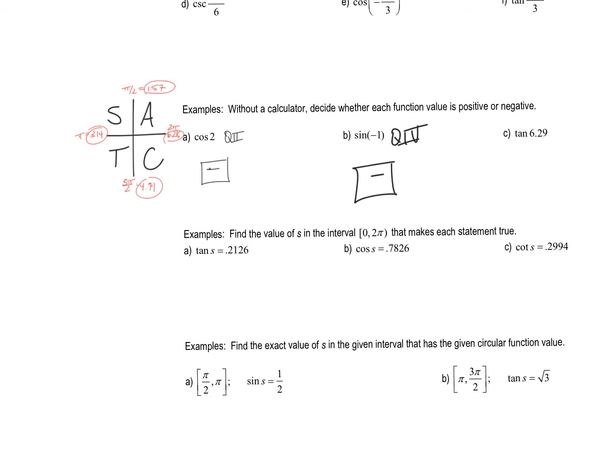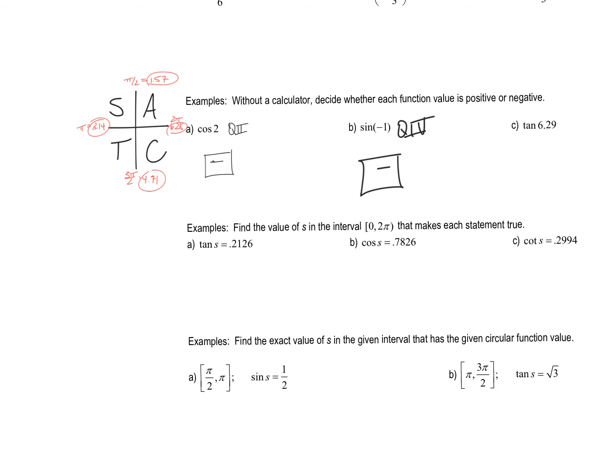And then the last one for this section, tangent of 6.29. Be careful about 6.29. We have this labeled as 6.28, so this is just barely past one entire circle. So we're still in quadrant 1. Everything is positive in quadrant 1, including tangent.